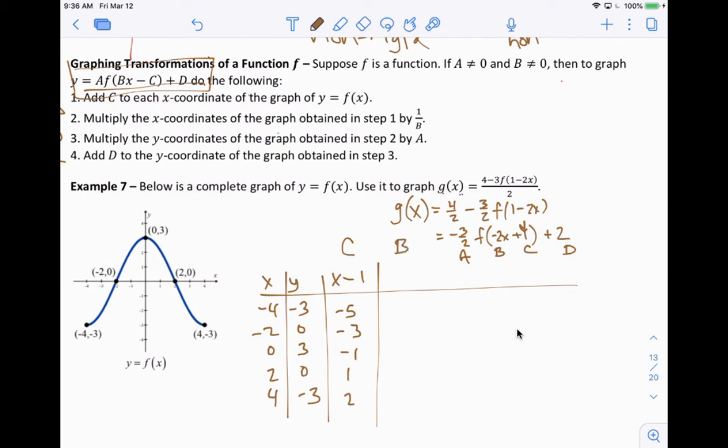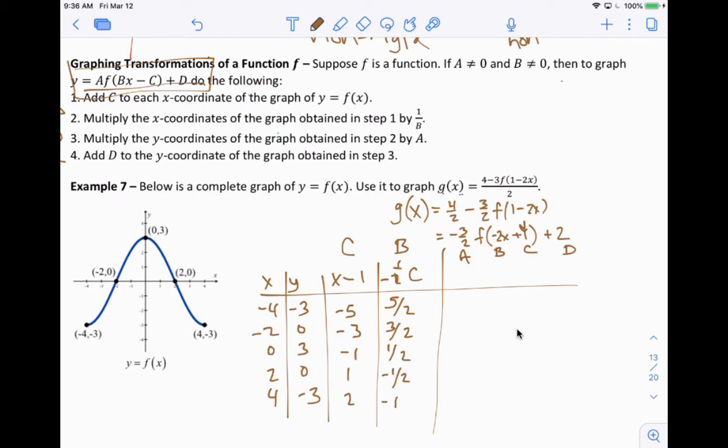All right, next up we have B. We're going to multiply everything we just got by 1 over B, right? Because it's inside, we want to do the opposite. That's why we have an opposite C and an opposite 1 over B. So 1 over B, 1 over -2, to all of the things we just got in the C column. So that would be a positive 5/2, a positive 3/2, a positive 1/2, a negative 1/2, and a negative 3/2, pardon me.